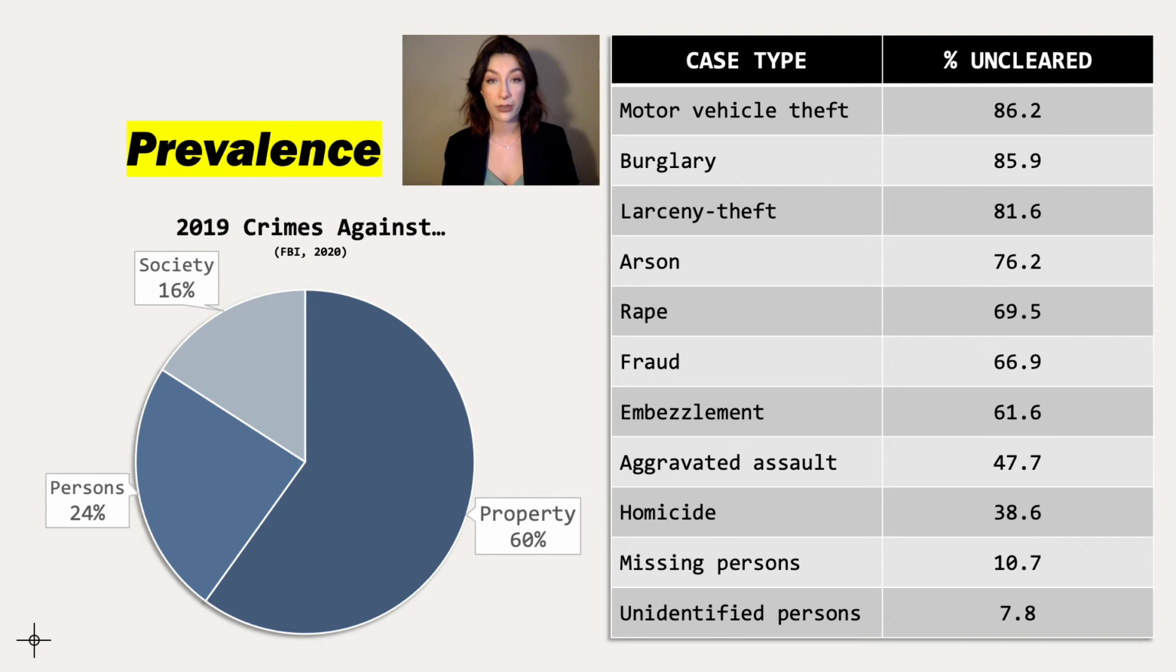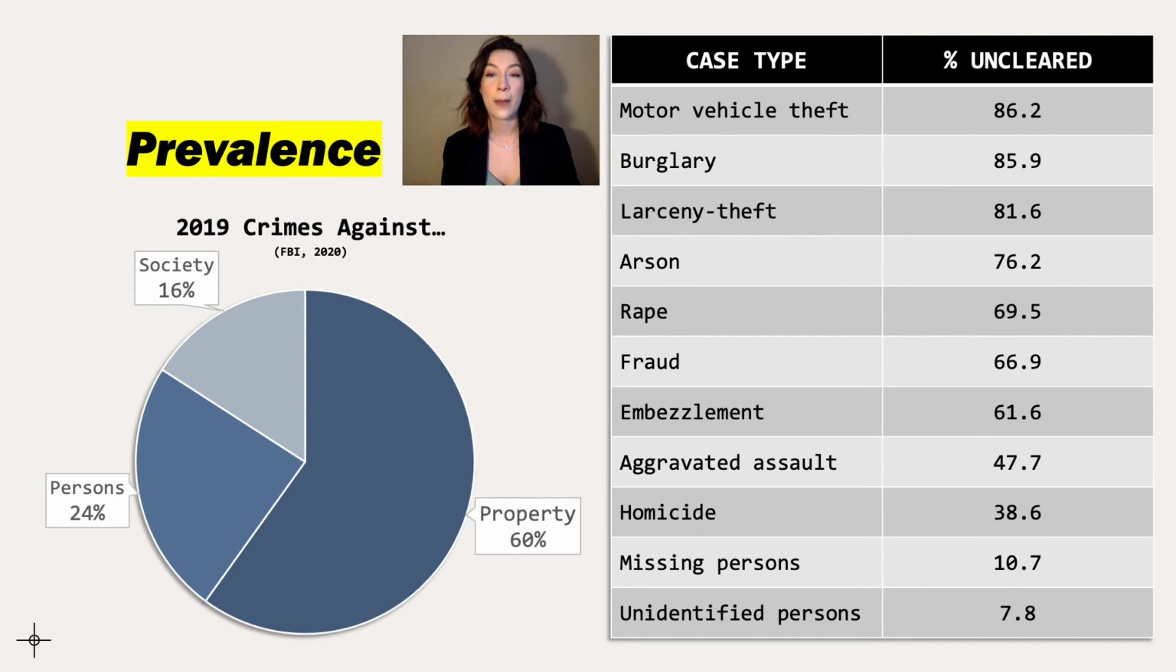Now, in terms of prevalence, over 7 million crimes were reported in 2019, with 60% being crimes against property, 24% being crimes against persons, and 16% being crimes against society. In the commission of these crimes, over 5 million people were victimized. Victims tended to be female, about 24 years old, and white. A summary of the percentage of the cases that remain uncleared is presented in the table to the right.